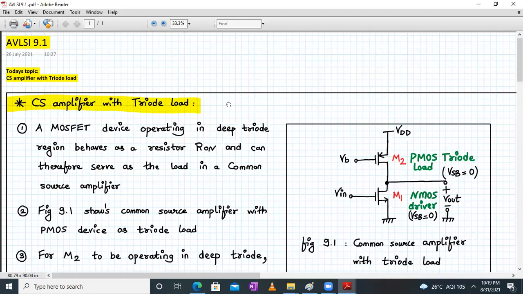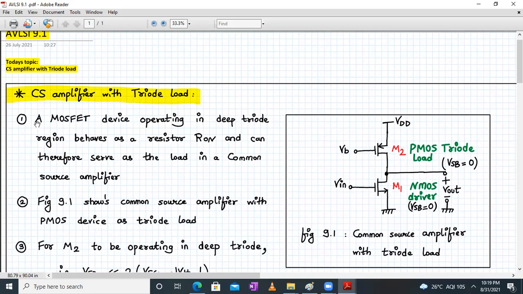So today we are going to start with a new topic, that is a common source amplifier with a triode load. So far we have seen common source amplifier with resistive load, common source amplifier with current source load, and now we are switching to the triode load. Now, where is this coming from? Basically, we are trying to avoid using a resistor as a load in an integrated common source amplifier, because in an integrated circuit, we avoid using resistors. So we are trying to use a MOSFET as a resistor.